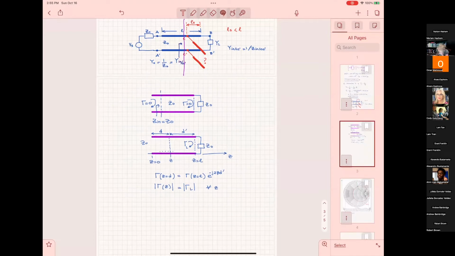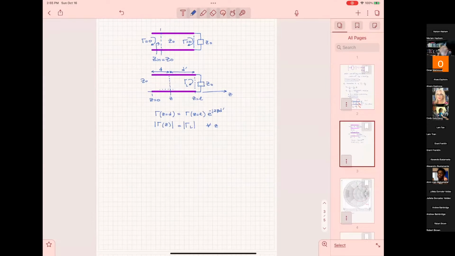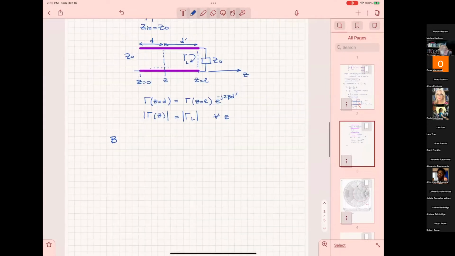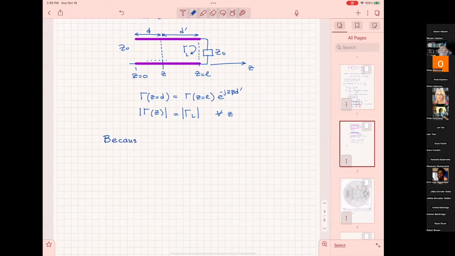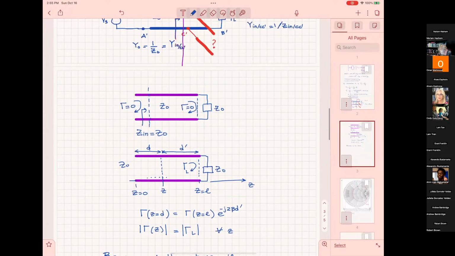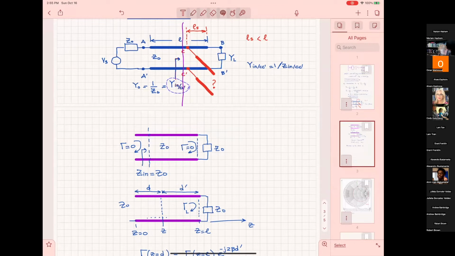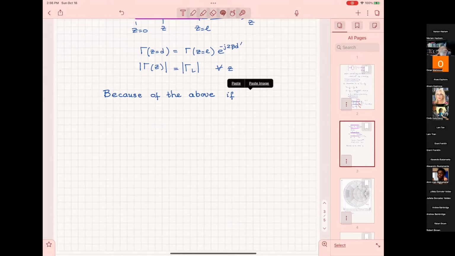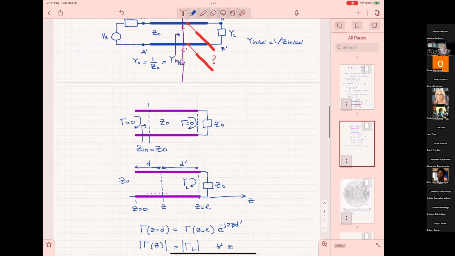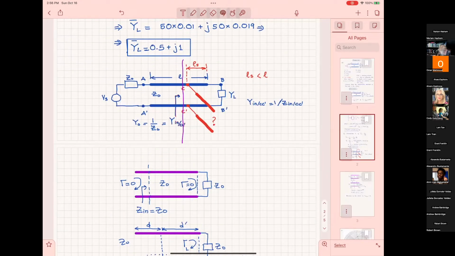Okay, so then what I will do, because of the above, let me write it also here, because of the above, if this one, Y input at C C prime, is equal to Y naught, which is the inverse of the characteristic impedance, then practically everywhere on this section of the line, your reflection coefficient is going to be 0.